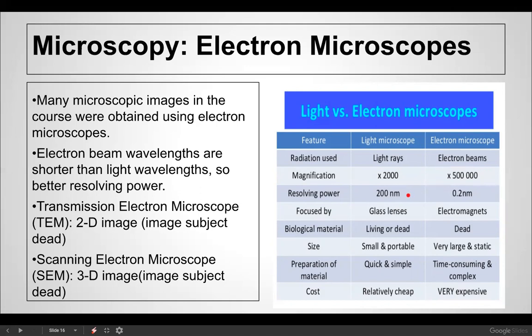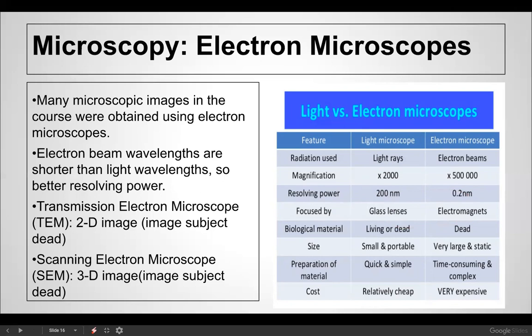Resolving power: 200 nanometers, right? That's the size of something you're able to see, whereas with the electron microscope it can be significantly smaller, only 0.2 nanometers. How do we focus? With the light microscope, we're using lenses. Over here with the electron microscope, obviously we're using electromagnets.